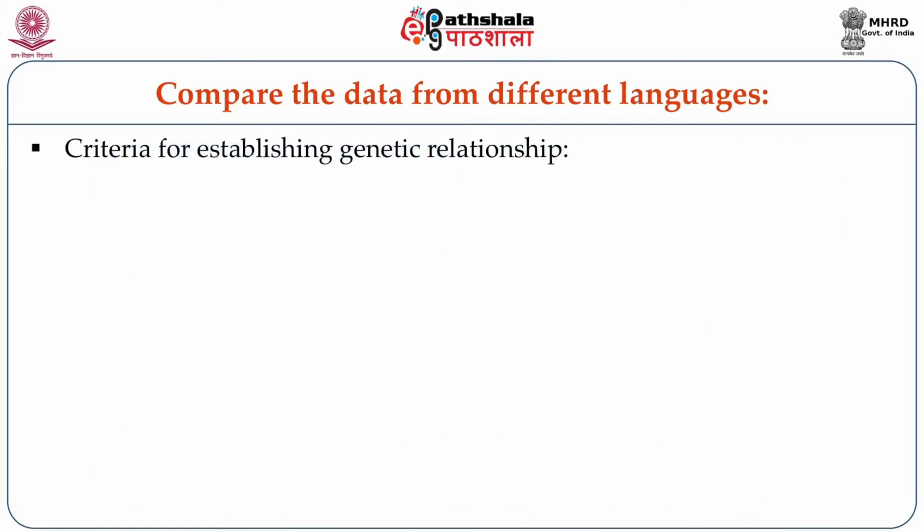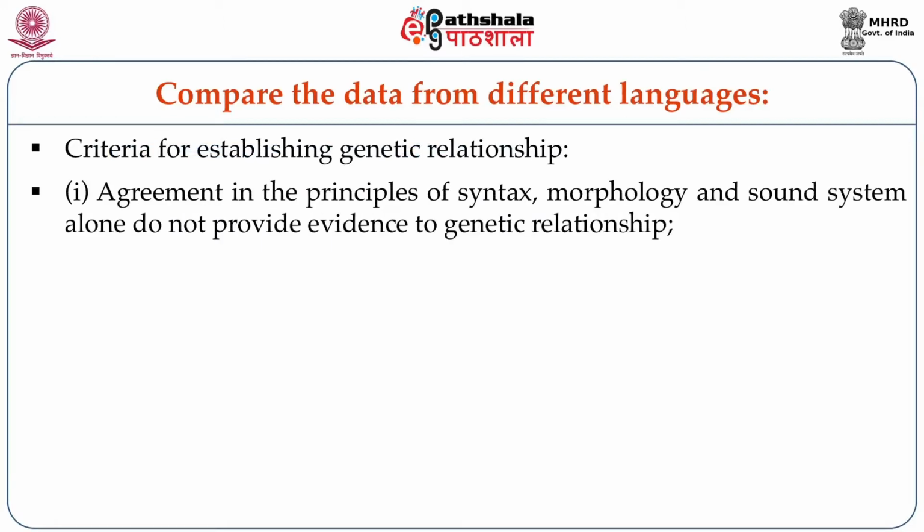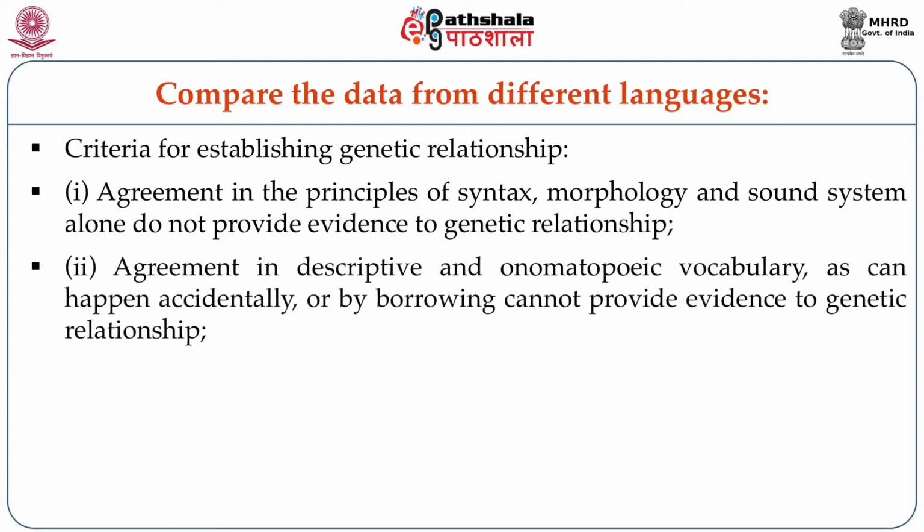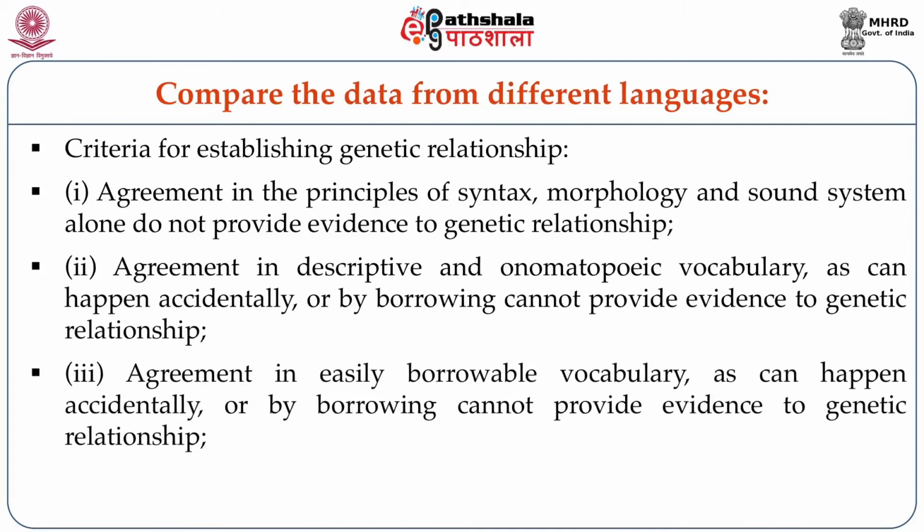So, criteria for establishing genetic relationship: 1. Agreement in the principles of syntax, morphology, and sound system alone does not provide evidence of genetic relationship. 2. Similarly, agreement in descriptive and onomatopoeic vocabulary, as can happen accidentally or by borrowing, cannot provide evidence of genetic relationship. 3. Agreement in easily borrowable vocabulary, as can happen accidentally or by borrowing, cannot provide evidence of genetic relationship.